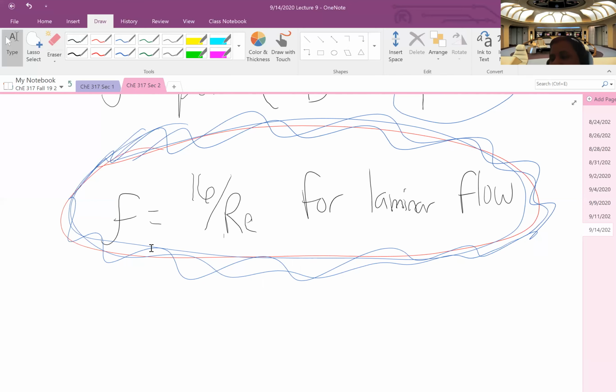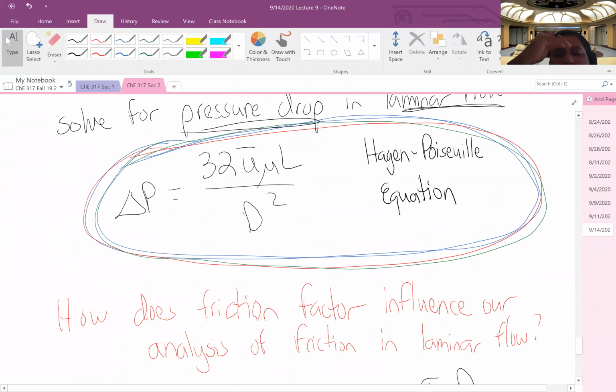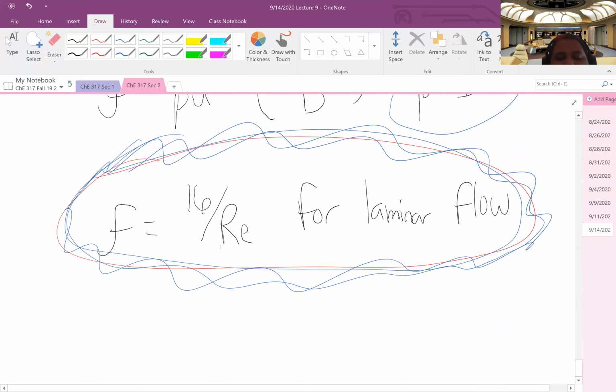And so what we're left with is this value here, where if we're interested in friction or pressure drop in laminar flow, we can rely on the Hagen-Poiseuille equation, or if we're interested in using an analysis via the friction factor, we can solve for our friction factor as simply 16 divided by the Reynolds number.